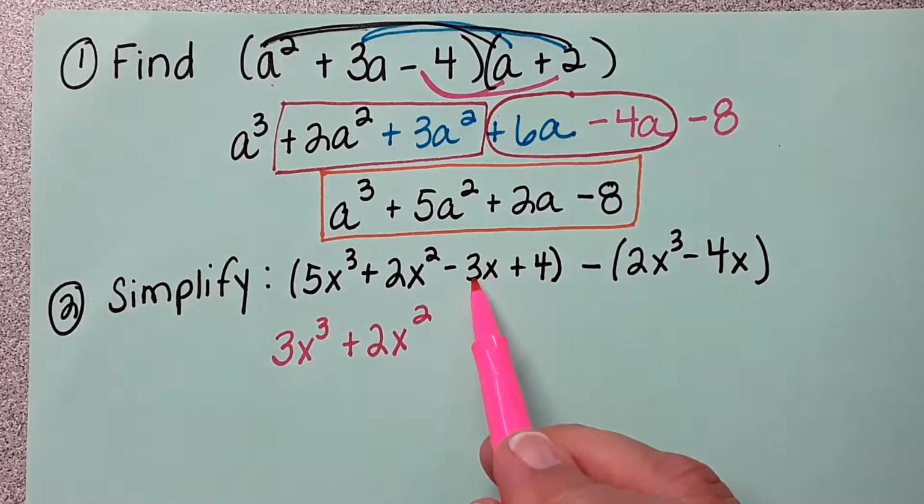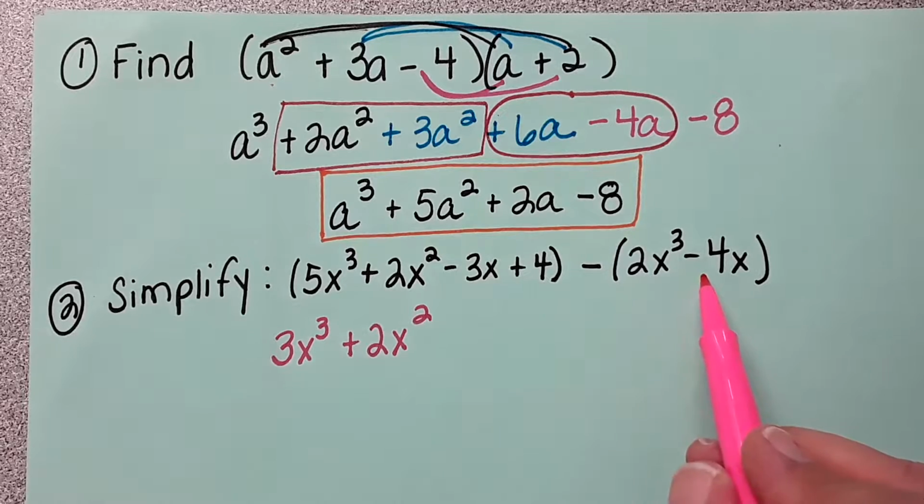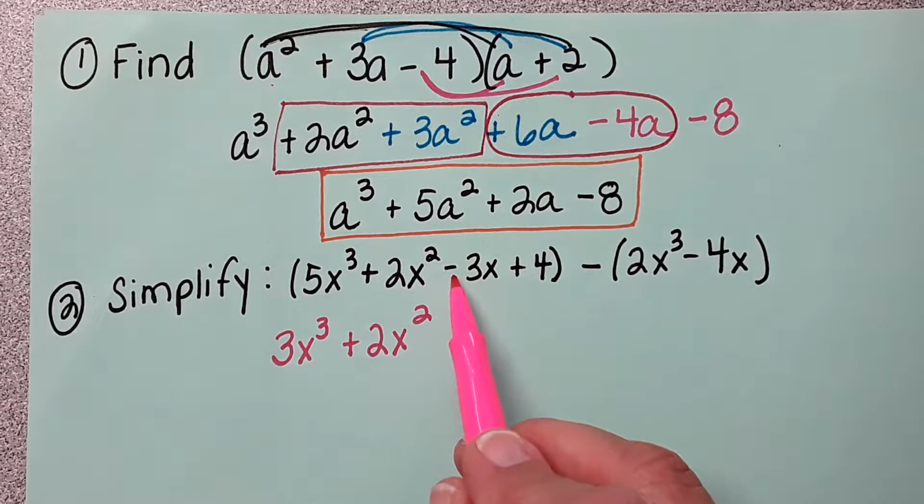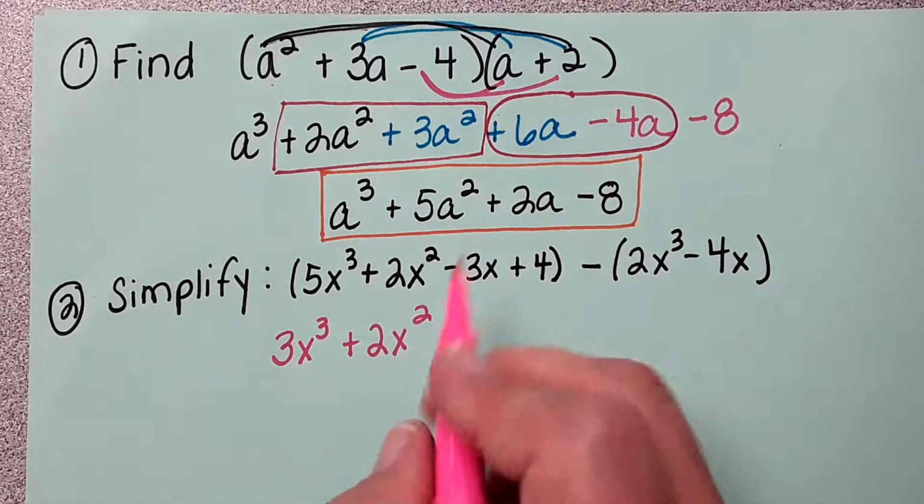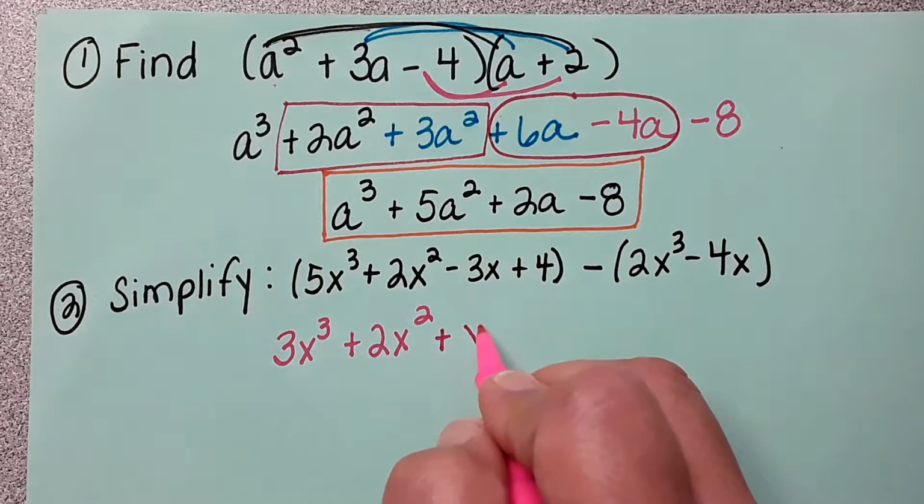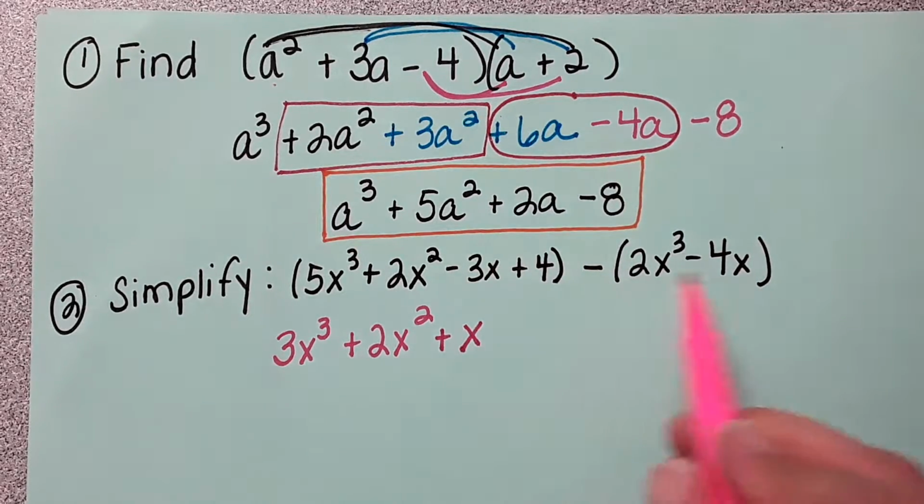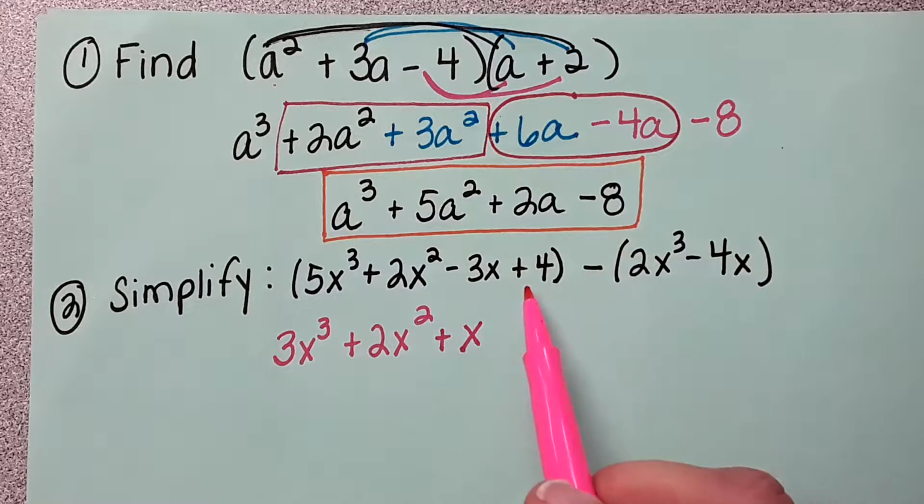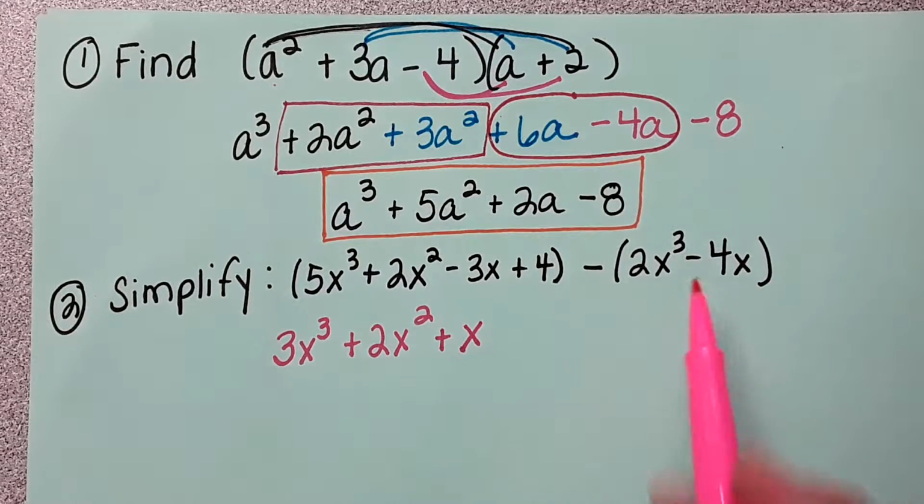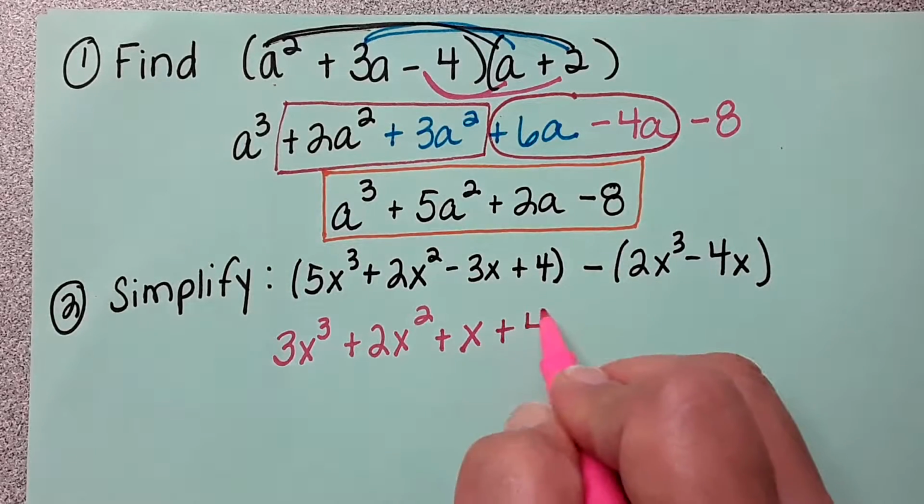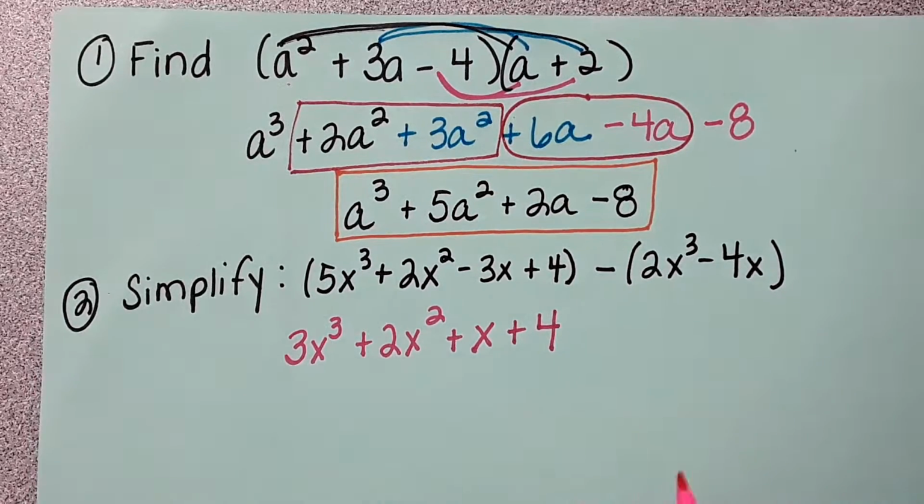Negative 3x minus negative 4x. So negative 3 minus negative 4 actually becomes positive x, because minus and negative becomes positive. And then 4 minus, well, there's no 4's in there, so I'm going to do that. And that's my final answer.